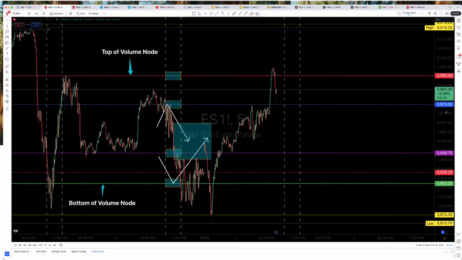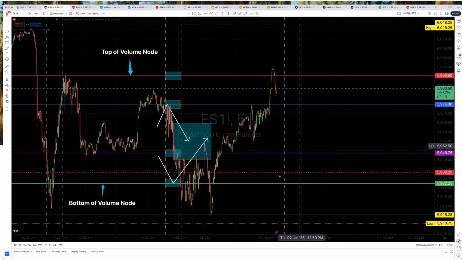So this morning, you can see that the top of the node is at 59.75. The bottom is at 59.32. There are other structural elements that are around here. Just take note of them. For instance, when the market moved down yesterday, you can see it found support right here on this structural element, which is a crevice inside of a low volume node.